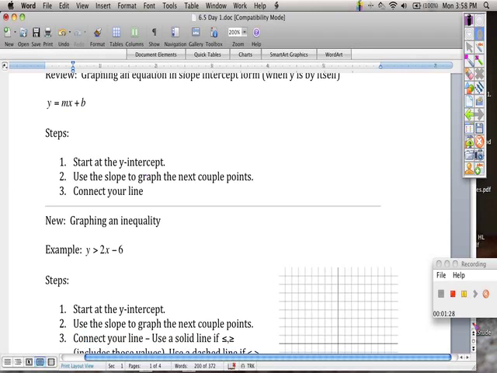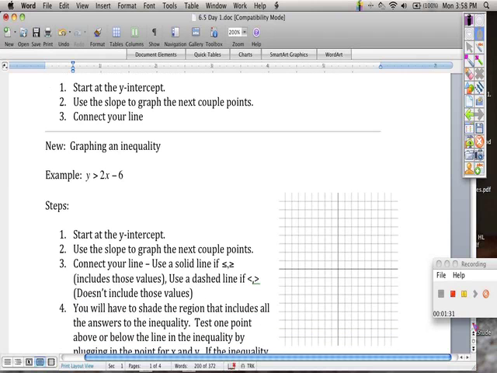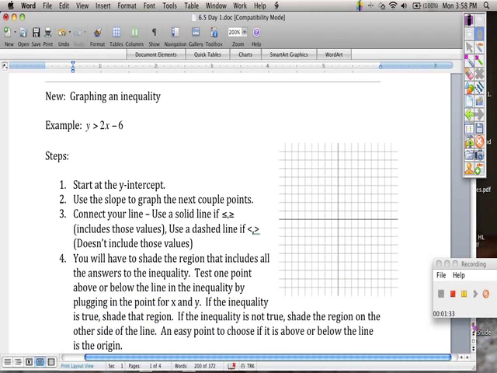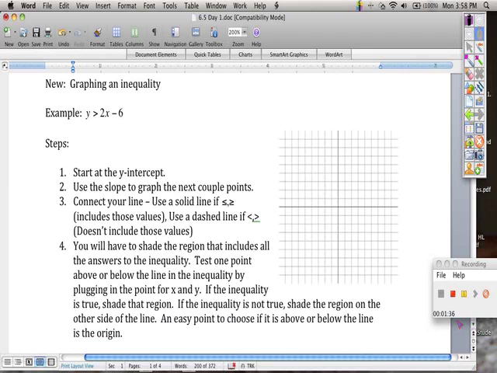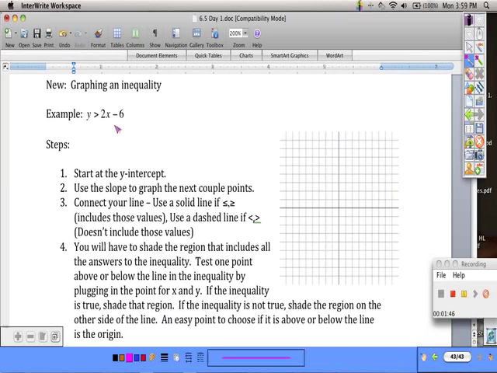With an inequality, it's not a whole lot different. We're going to start with the y-intercept and then use the slope to graph some more points. The difference is what we do after that. So in this example, we have y is greater than 2x minus 6. The slope is 2. The y-intercept is -6. So we start with the y-intercept, and then we're going to go up 2 over 1, because the slope as a fraction is 2 over 1. So up 2 over 1.